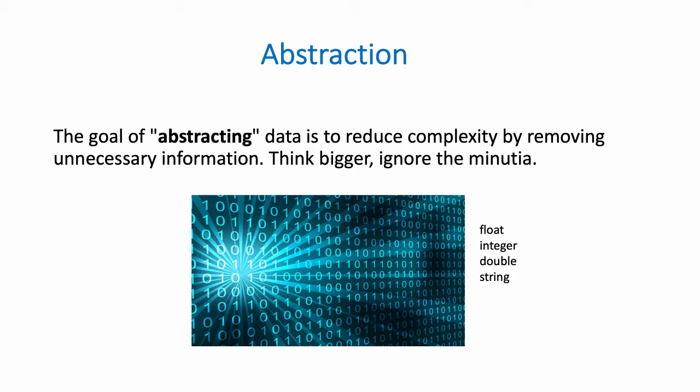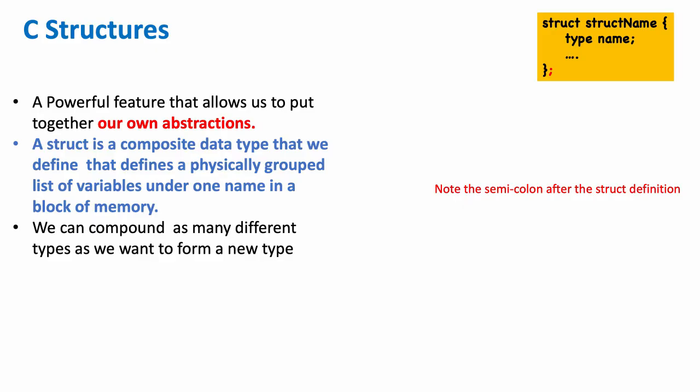What C also provides, though, is that it allows us to create our own abstractions. So how do we do this? C structures, powerful features, allow us to put together our own abstractions. It is a struct that we're going to use. A struct is a composite data type that we define that allows us to physically group a list of variables under one name in a block of memory.